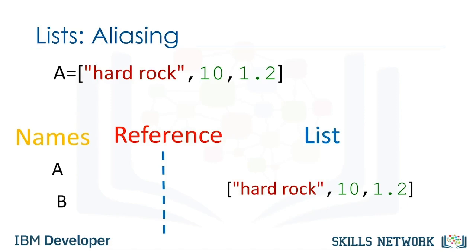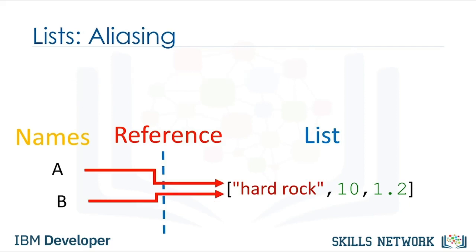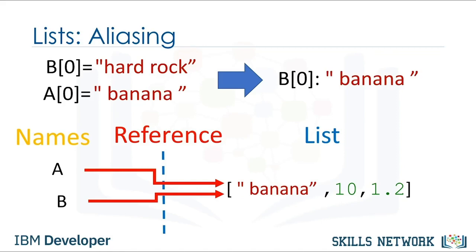When we set one variable, b, equal to a, both a and b are referencing the same list. Multiple names referring to the same object is known as aliasing. We know from the list slide that the first element in b is set as hard rock. If we change the first element in a to banana, we get a side effect. The value of b will change as a consequence. A and b are referencing the same list. Therefore, if we change a, list b also changes. If we check the first element of b after changing list a, we get banana instead of hard rock.